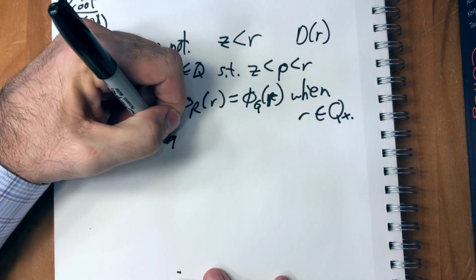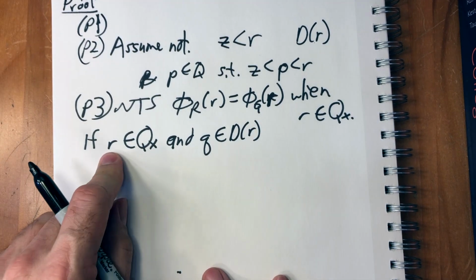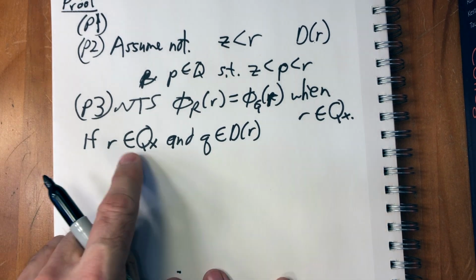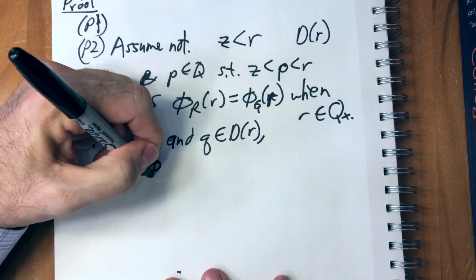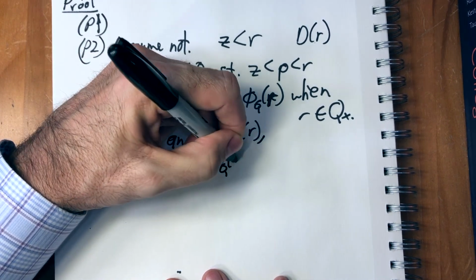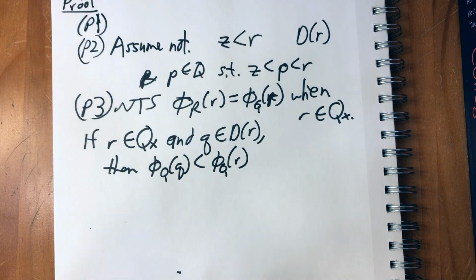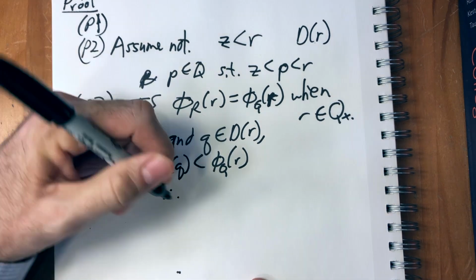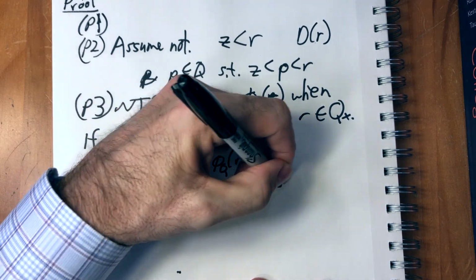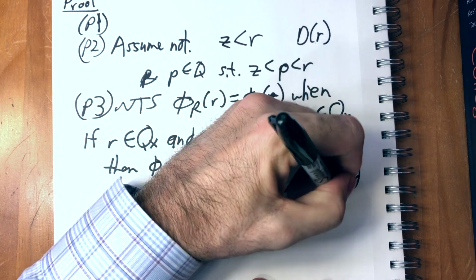if R is rational and Q is an element of dR, okay, so R is any rational and then Q is an element of the set that's all Q's less than R, then phi_Q of Q is going to be less than phi_Q of R because phi_Q is order preserving. We learned that last time. That means that phi_Q of R is an upper bound of dR, right? So we at least know that phi_Q of R is bigger than everything, but we know it's an upper bound, not necessarily the least upper bound.